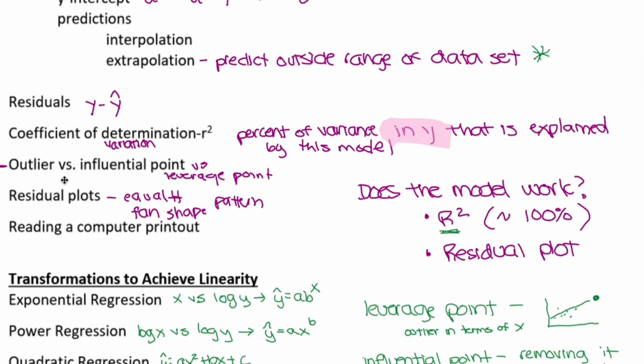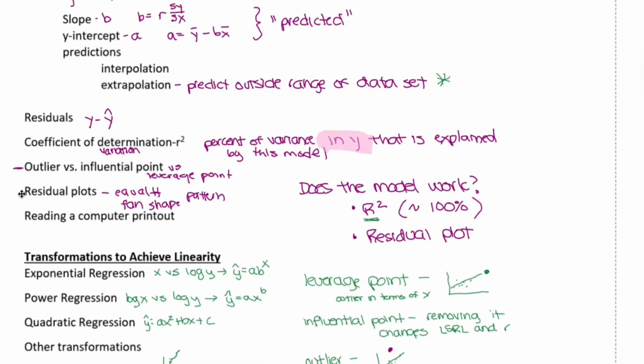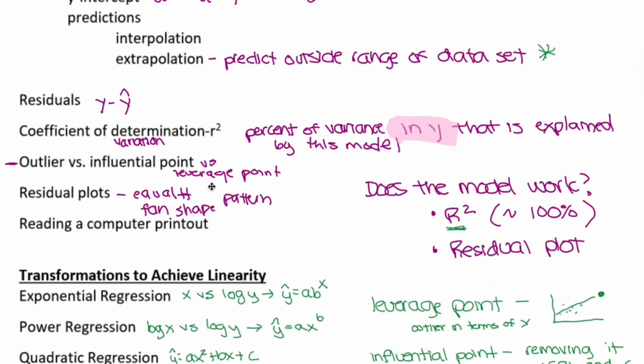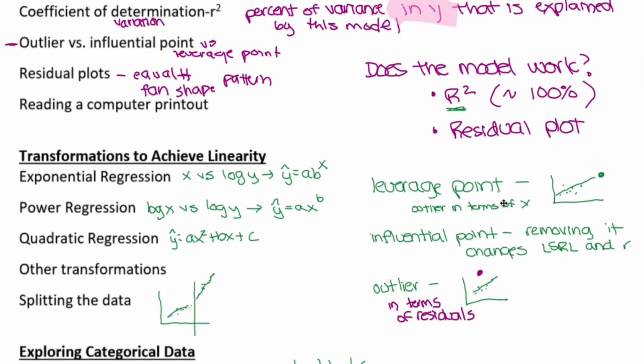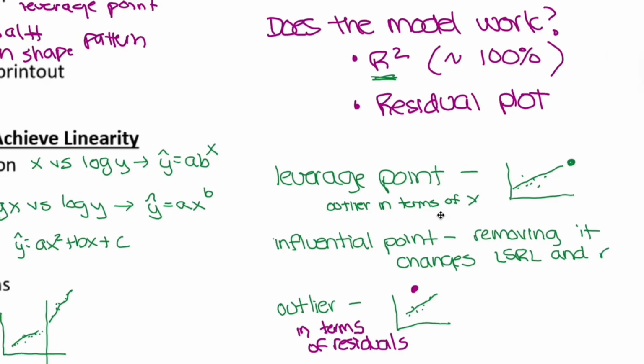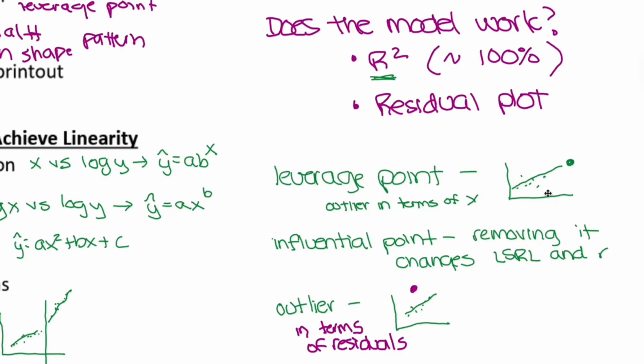Take a look at outliers versus influential points. I'm also adding a leverage point in here. A leverage point means an outlier in terms of x. Here is a graph. We can see the straight line that fits most of the data is the line we created using LSRL. But here is a point that lies outside of the range for x. Therefore, it will be considered a leverage point.